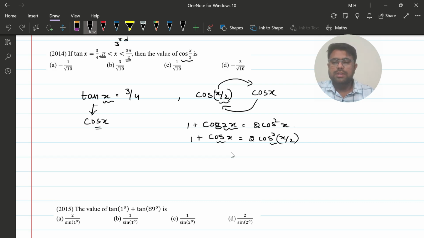From tan x to cos x, to get it, what I'll do is, I know that either I can go with the triangle method, or here what I'll do is I will just use the identities.